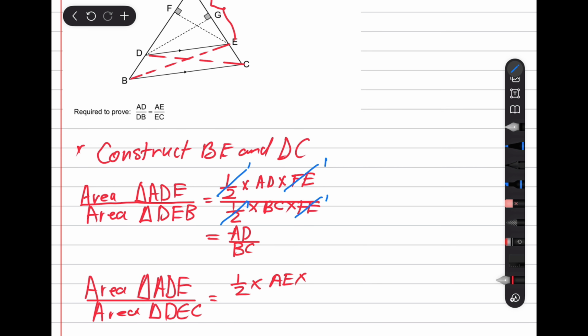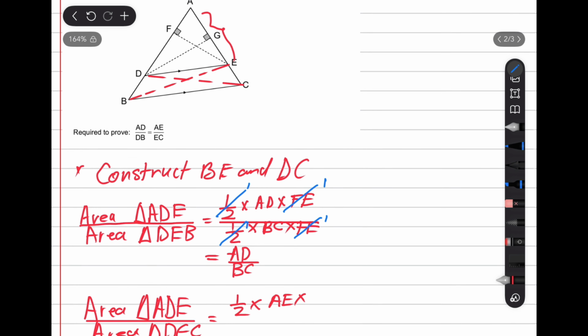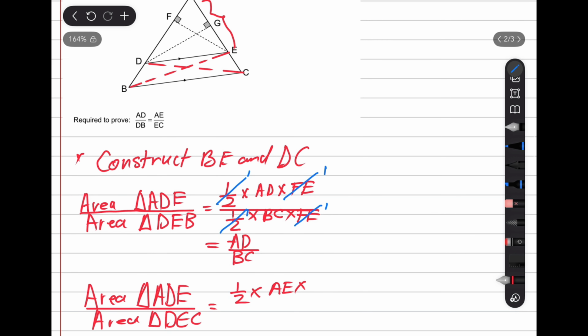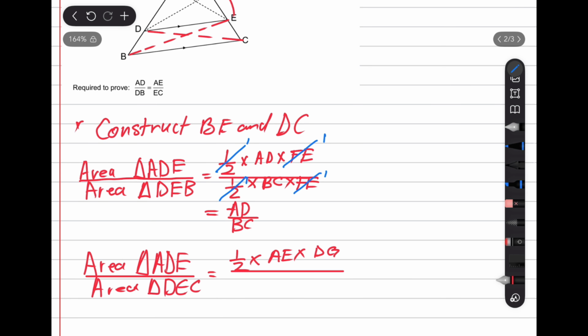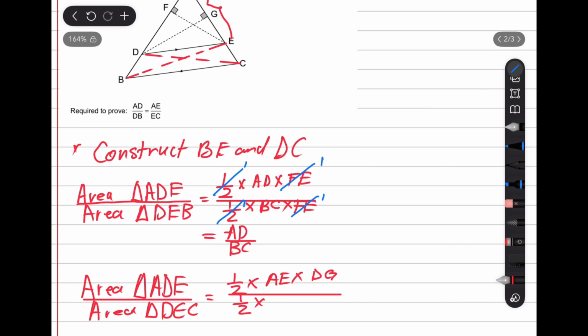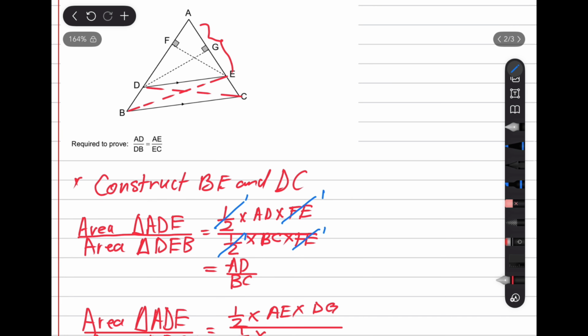So now since we will have to treat AE as our base, it means that DG is going to be our perpendicular height. So we are going to write DG here all over. Then we're going to have 1 over 2 for this other triangle here times the base. The base of DEC is going to be EC.